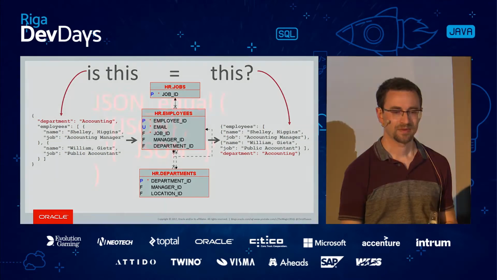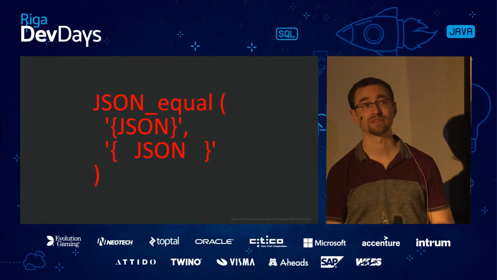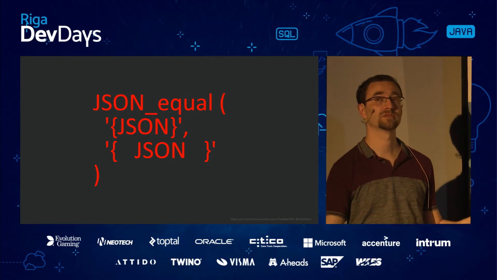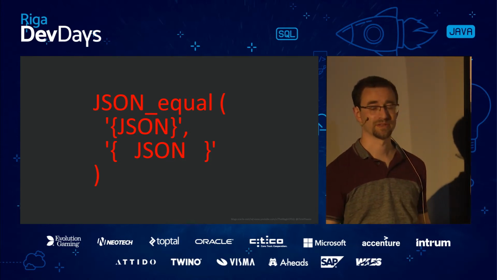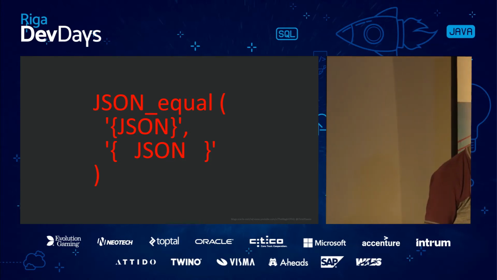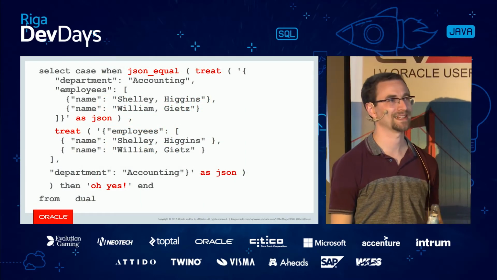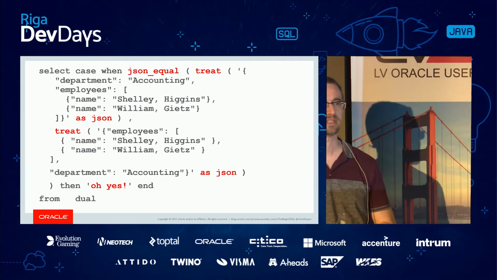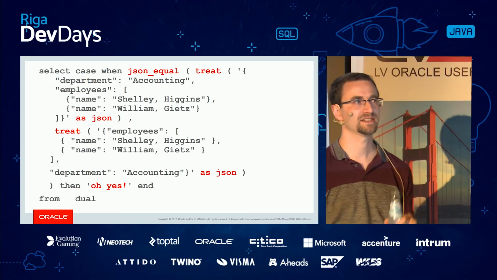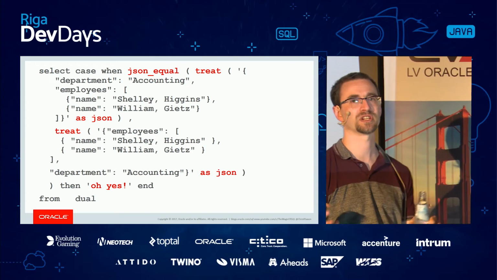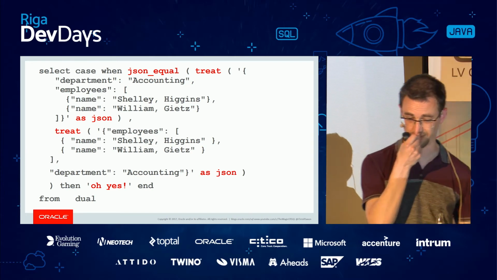In 18c, we now have a JSON_EQUAL condition, which basically you pass in two JSON documents, and it tells you whether or not they're the same. So if we do that, we see we've got our two documents here. Notice I've also got this little TREAT AS JSON. So another little thing that's crept in 18c, it says, consider the contents of this to be a JSON document, which can be useful in some situations.